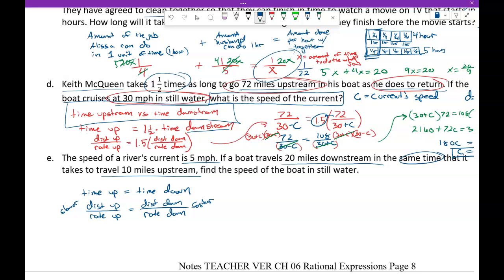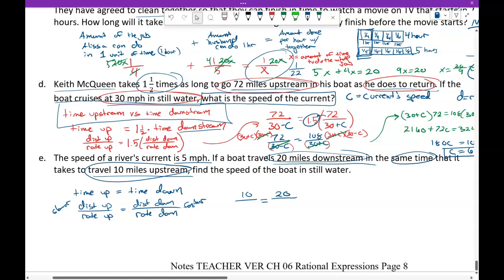So the distance upstream is 20 miles. Or I'm sorry, distance downstream is 20 miles. So our distance down is 20, and our distance up is 10. We want to find the speed of the boat. That's our variable. So B equals speed of boat. You could use X or any other variable, S for speed, R for rate. The speed of the boat is B.